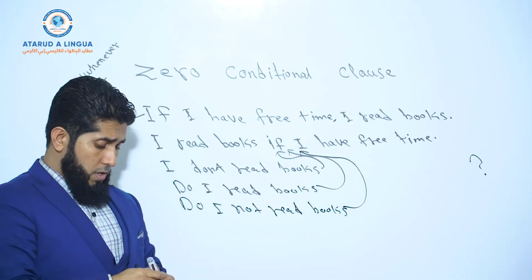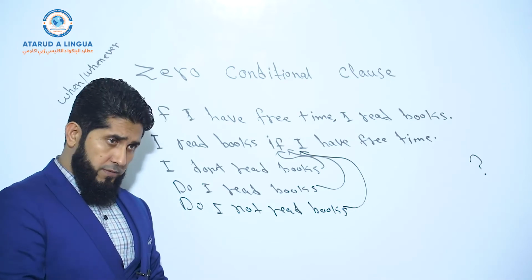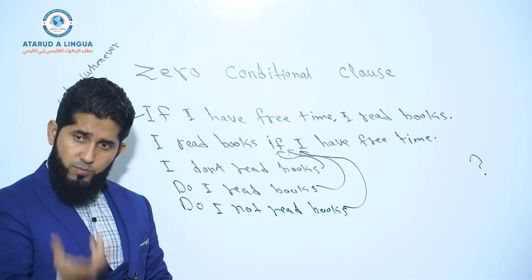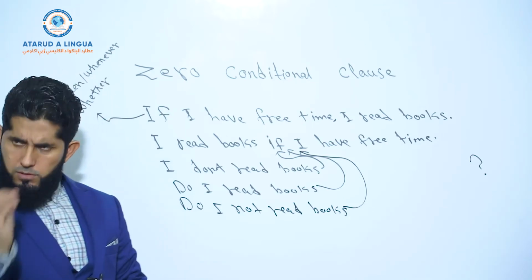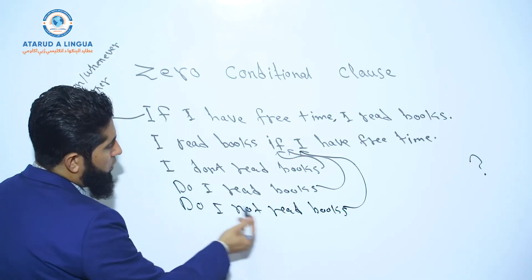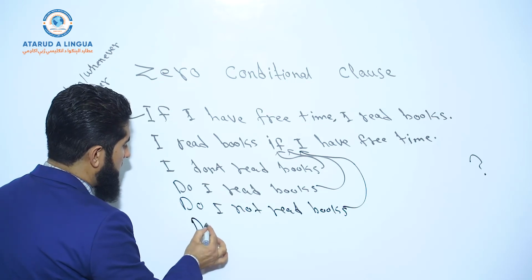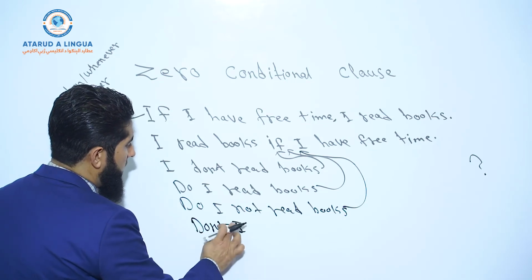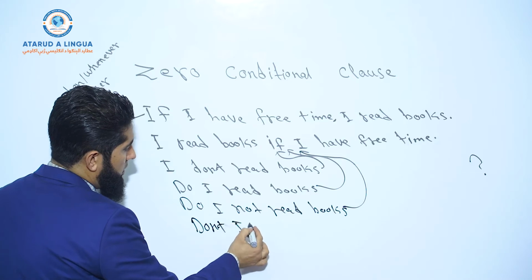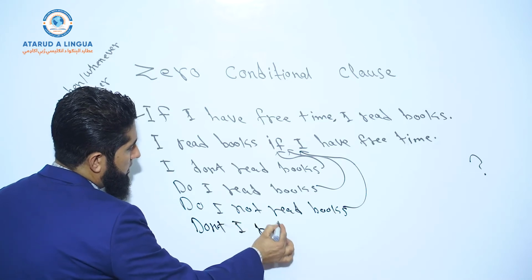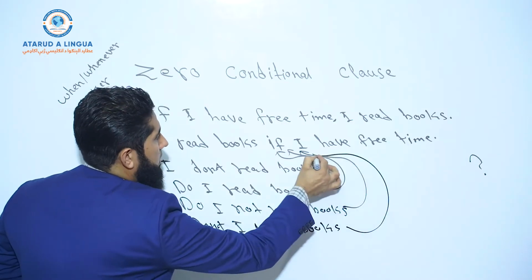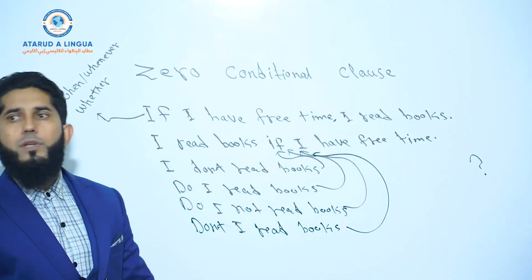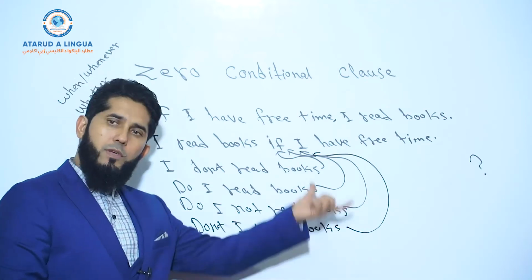But the short form of negative interrogative sentences is very, very common in spoken English. And I encourage you to use the short form in your spoken English. So instead of do I not, we say don't. Don't I read books if I have free time? Don't I read books if I have free time?